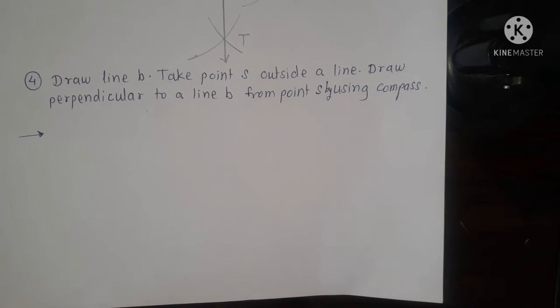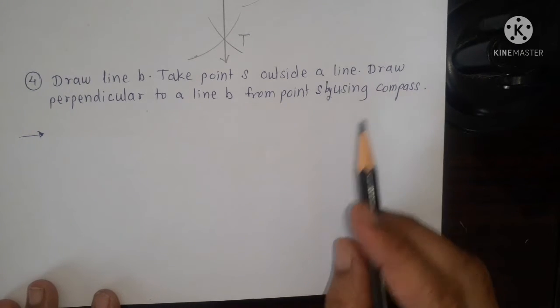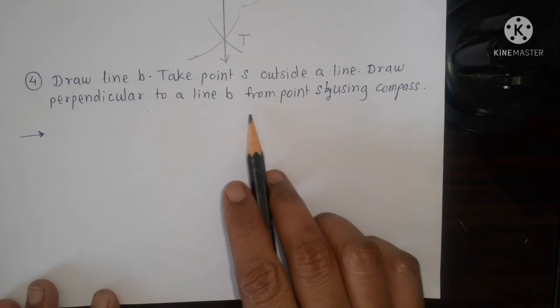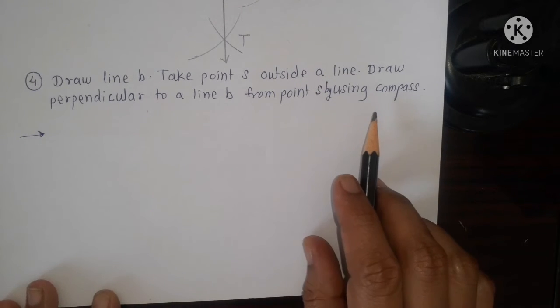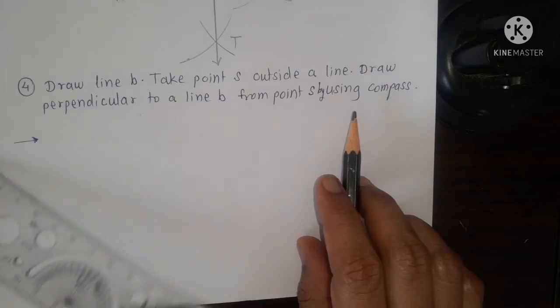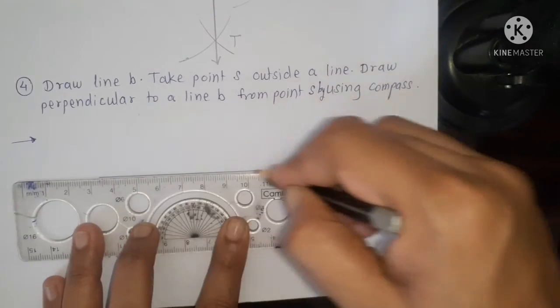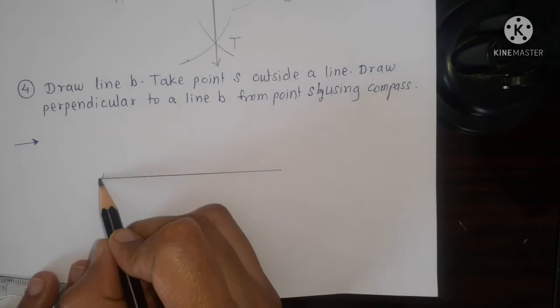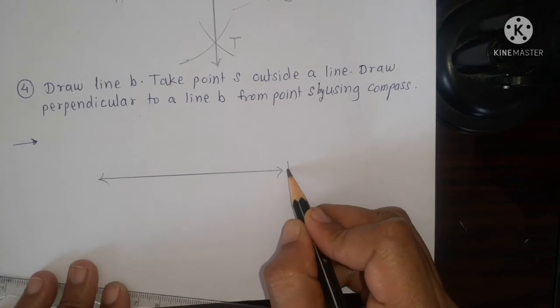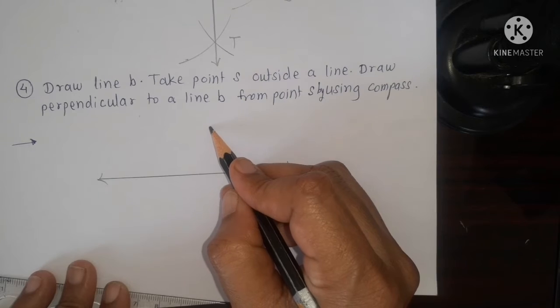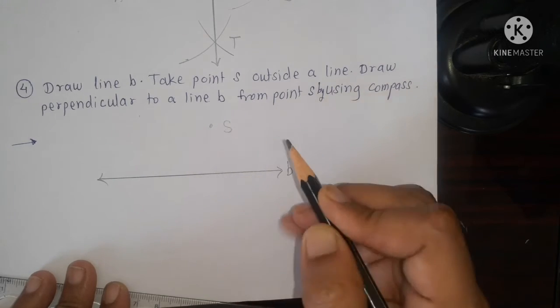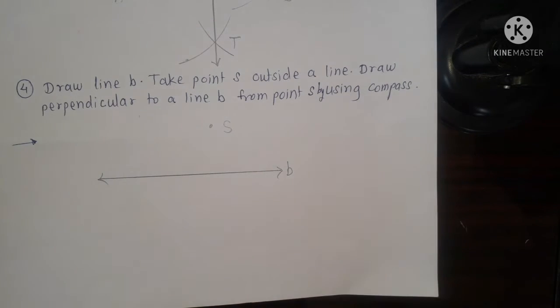Question 4. Draw line B. Take point S outside the line. Draw a perpendicular to line B from point S by using a compass. First we can draw a line. Give the line the name B. Take a point S outside the line. Now we can use a compass.